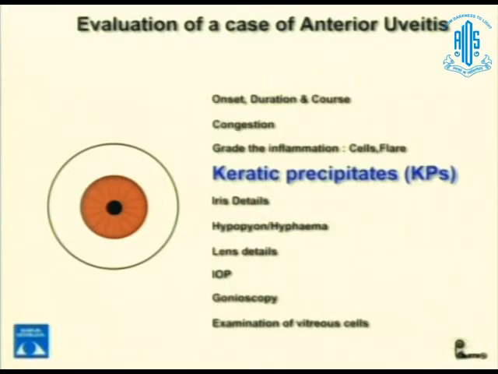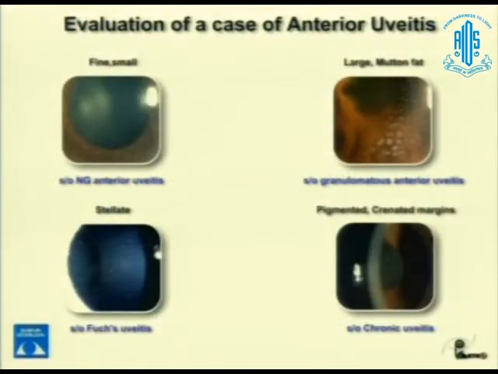Keratic precipitates are very important. In the exam, you should document the extent of the involvement of the keratic precipitates, whether they are diffusely involving the corneal endothelium or forming a line called the Turk line. Sometimes it's very important to note down the size of the KPs also. For example, the fine small KPs are commonly associated with non-granulomatous anterior uveitis. The large mutton fat keratic precipitates are most commonly seen in granulomatous anterior uveitis. It can be seen in Fuchs uveitis also.